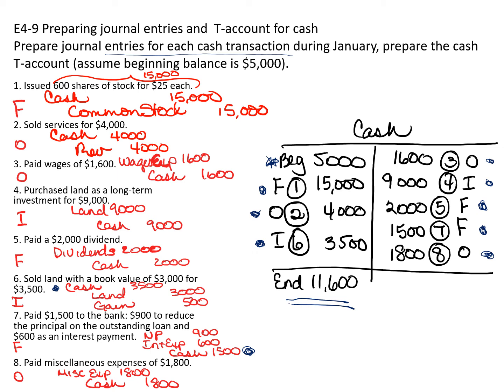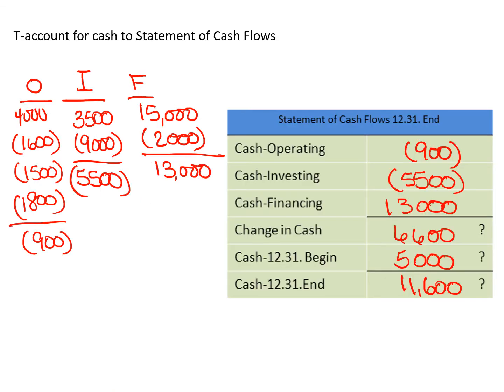So let's do a cash flow statement now, which resorts this. And we total up our operating, investing, and financing activities. We have our beginning cash plus our change in cash. So our net operating was a cash outflow of $900. Investing was a cash outflow of $5,500, and financing was a cash inflow of $13,000. So our change in cash, delta, change in cash, was $6,600.